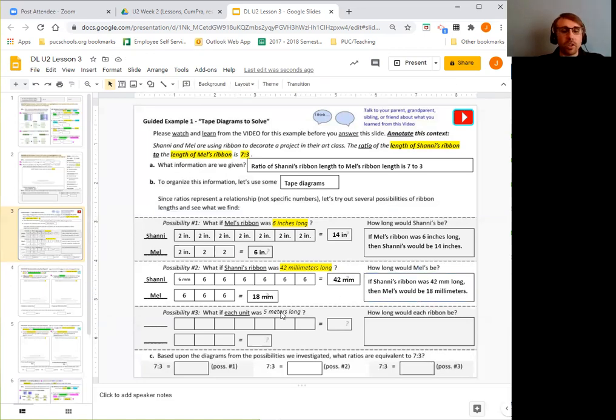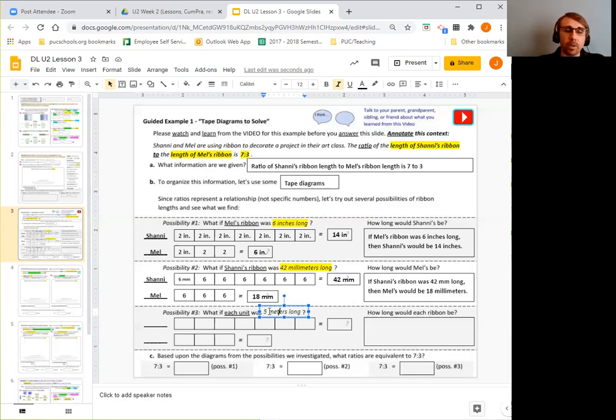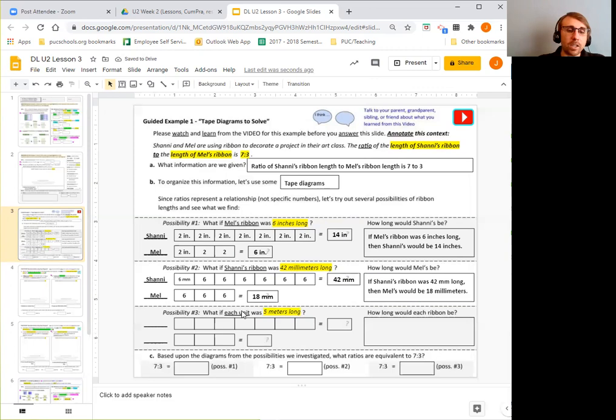Okay, so hopefully you've had a chance to fill in your answers. Now we're going to go on to the last possibility, which is what would happen if each unit is 5 meters long? So that's our clue. This time it's not saying who it is, it's saying each unit. A unit is one thing. And so if we look at our tape diagram, these are filled with units. Each of these boxes is a unit.